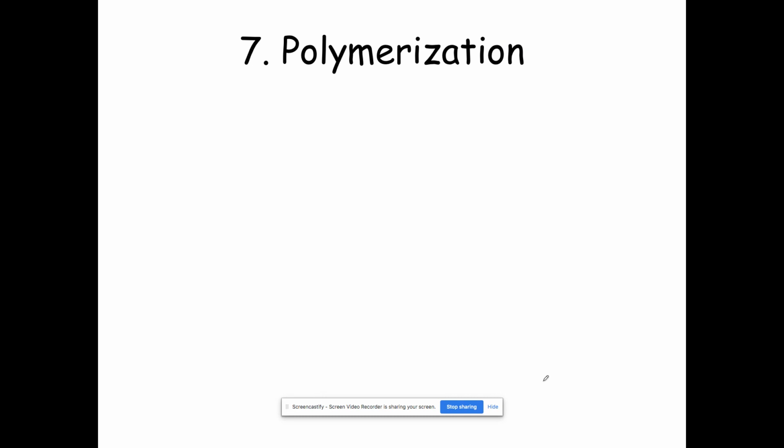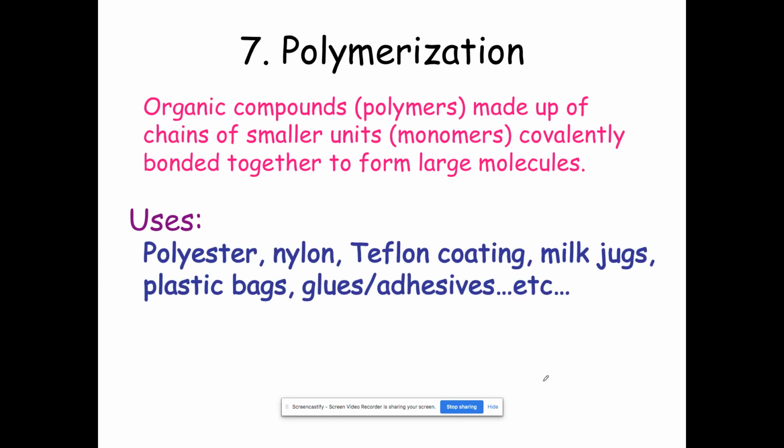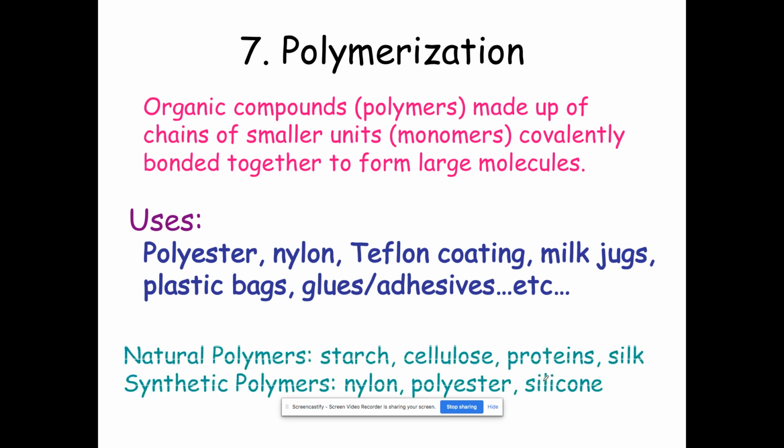Polymerization. Polymerization is when you make long chains. Poly meaning many, mer meaning little piece. So you put all these many little pieces together and you form large molecules. So we use polymers in practically everything. There are natural ones and there are artificial ones.